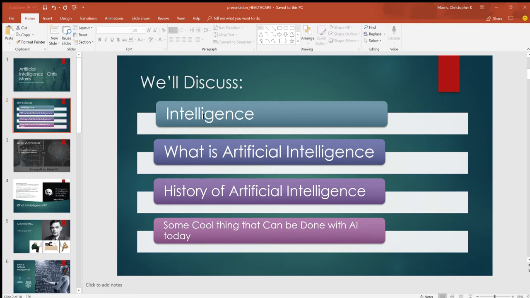But first, what we're going to discuss is a little bit about what intelligence is exactly, or more precisely. There's a lot of different definitions of what intelligence is, but we're going to keep some parameters on it, otherwise we'll be here all day. Then, what is artificial intelligence, of course, and a little bit of history of artificial intelligence. It goes back a long time, but I'm just going to mention a few key highlights, and then some of the cool things that can be done with AI today. And then hopefully, if you have any questions, you'll post them, and I can answer them and get back to you as soon as I can.